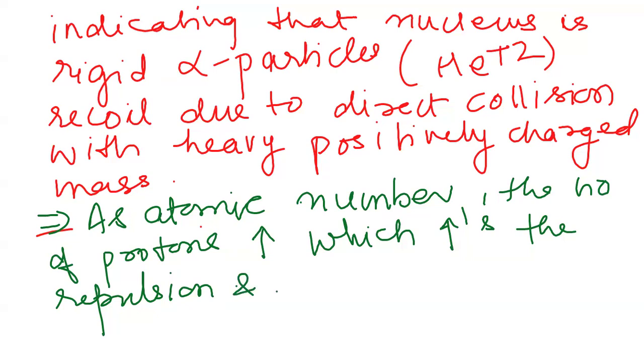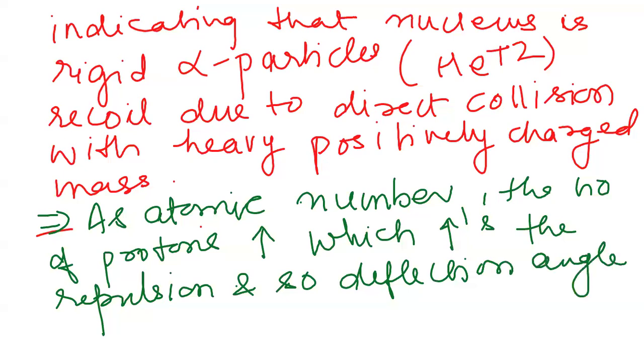And since the repulsion increases, the deflection angle theta increases. So what is the reason we are getting this? So basically, what do we see? We see that the atom has two parts.